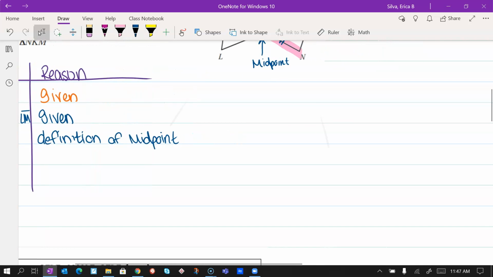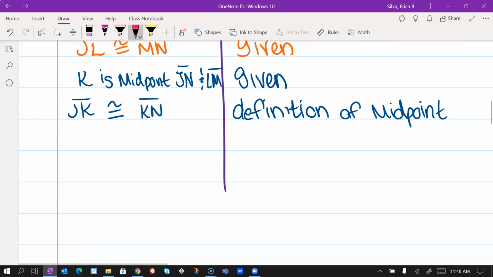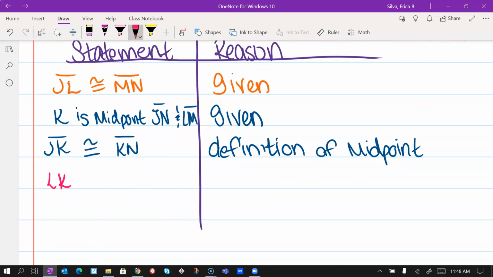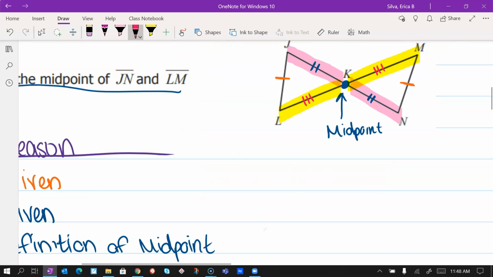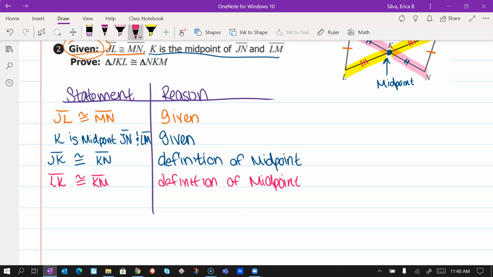So let's look at the next part. Because K is also the midpoint of LM, what can we say about these two segments? They're also congruent or equal. So we're going to do 3 tick marks to represent congruency. And then on my statement, I'm going to say LK is congruent to KM, segment KM. And we know that again because of the definition of the midpoint.